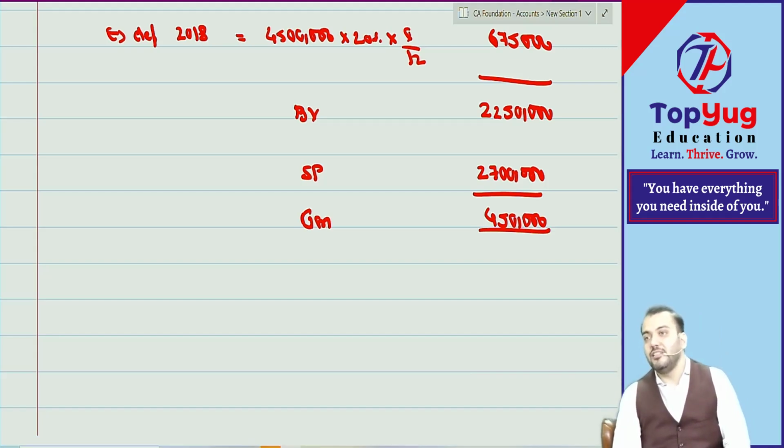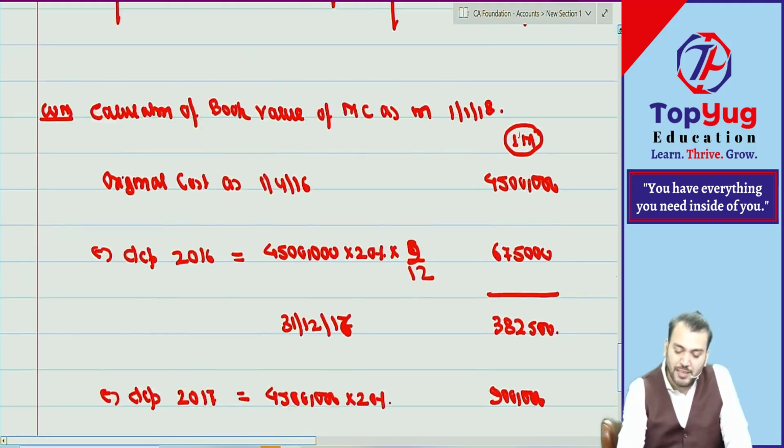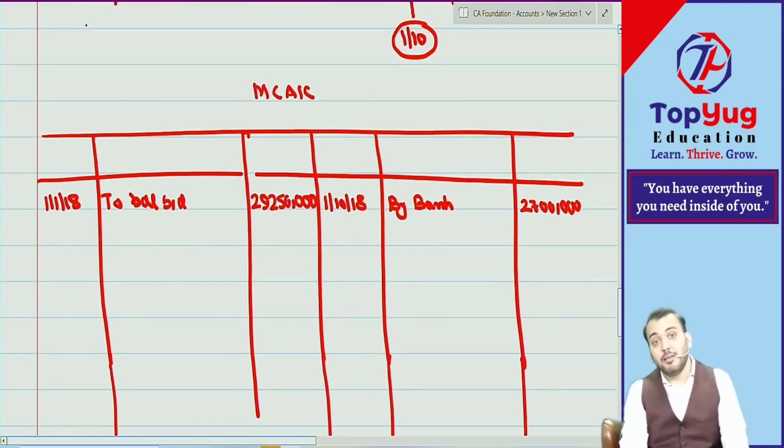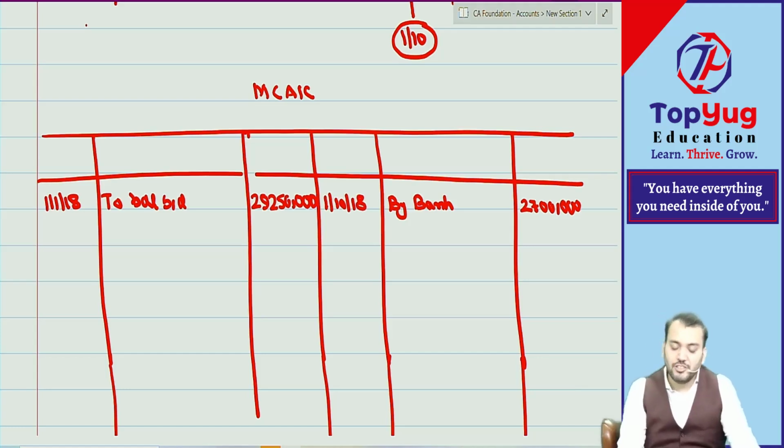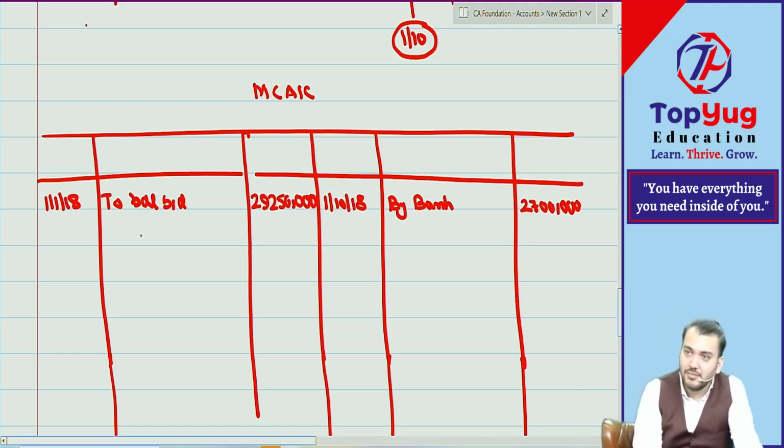So what will be the journal entry for gain? Will gain be debited or credited? Nominal account, what is the rule? All income and all gains will be credited. So how are you saying debited? Gain will always be credited, na? Correct? It means the journal entry is motor car account debit to gain. Motor car will be debited.